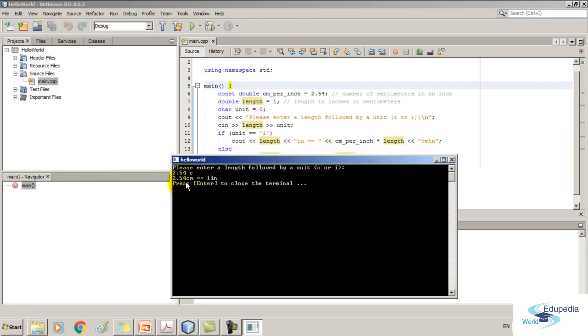So likewise, if you enter an inch value, it will convert into a centimeter value. If you enter a centimeter value, it will convert into an inch value.